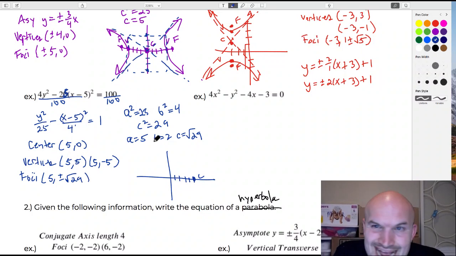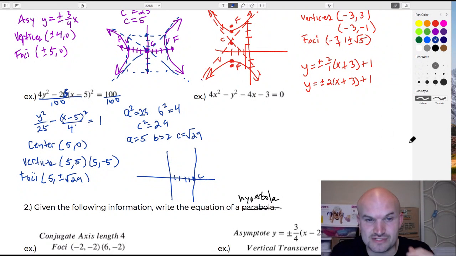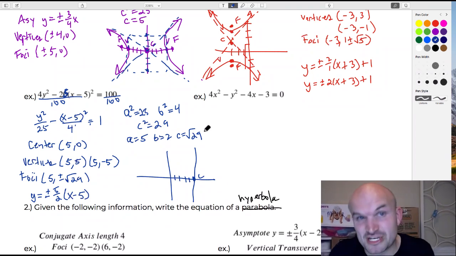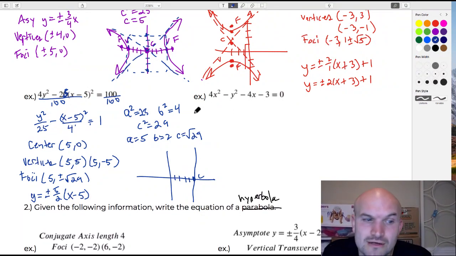Then we just need to remember the asymptote equation for a vertical transverse axis, which I'll draw. Therefore, I'm going to have a over b. So that's y equals plus or minus 5 halves times (x minus 5), and then plus 0. Your k is 0, so that makes life easy there. So that's our equation of our asymptote. You could obviously distribute that if you wanted to, but we'll just leave it from there.